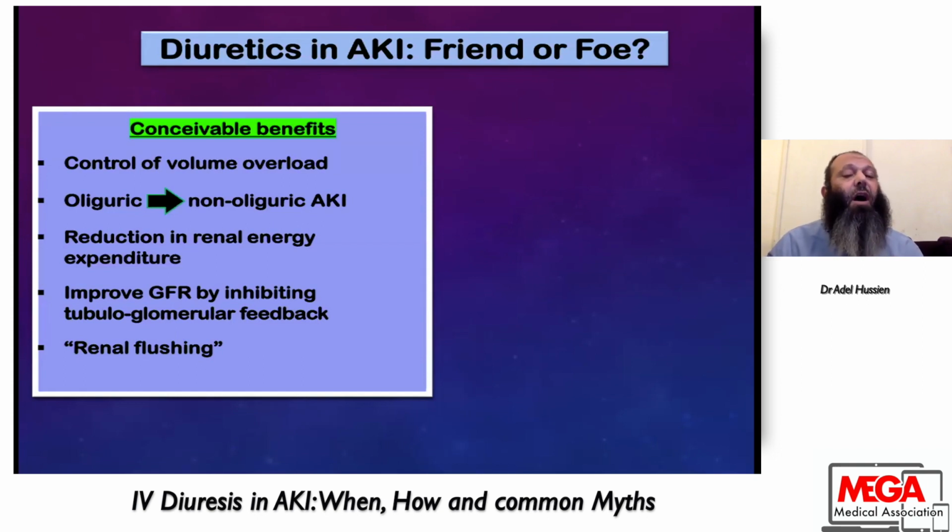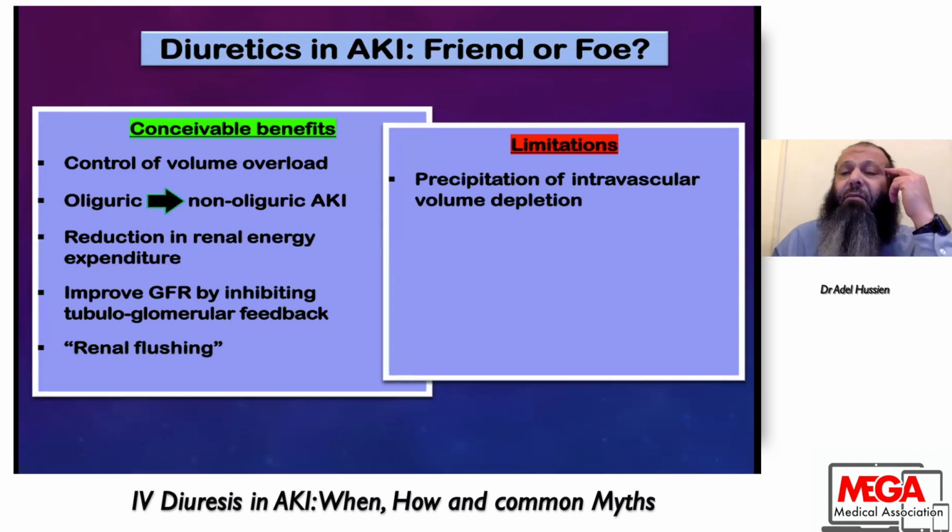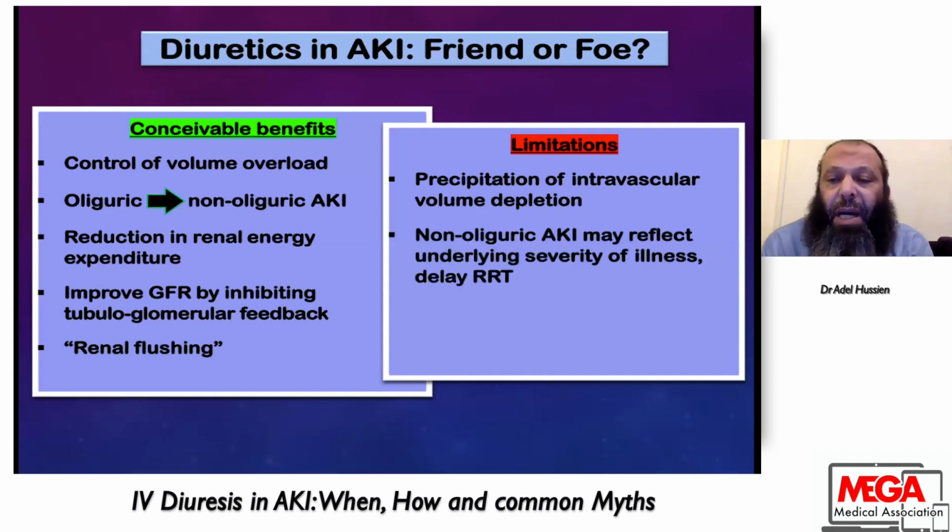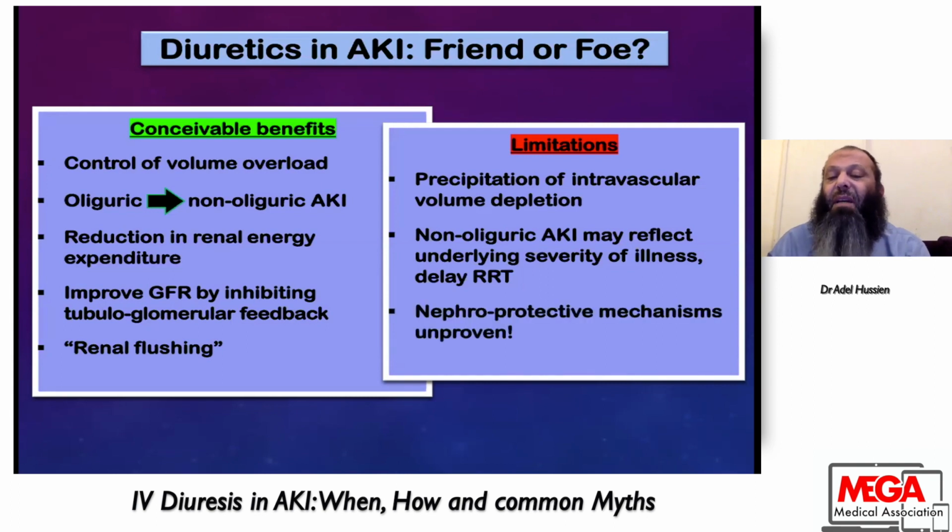Is it devoid of limitation? No. We have, of course, a risk of intravascular volume depletion. The non-oliguric AKI may reflect the underlying severity of illness, and it may delay the renal replacement therapy because the patient is non-oliguric. I am giving diuretics, but on the other hand, the chemistry is not improving. The patient is still sick. I still have metabolic acidosis. I have a high lactate. The patient is still producing urine, but this is not reflected in his severity of illness, and I'm delaying the renal replacement therapy because I'm still using diuretics. And the nephroprotective mechanism for AKI is really unproven from the literature and the evidence base.